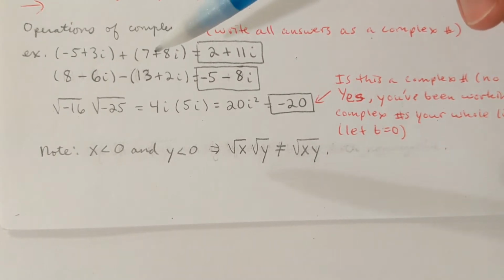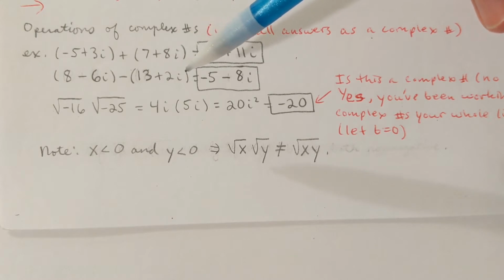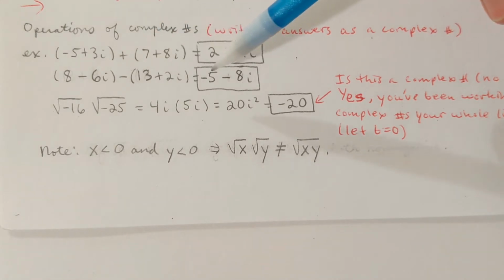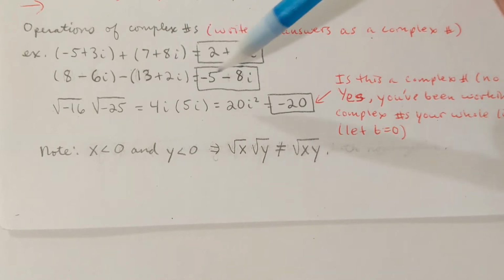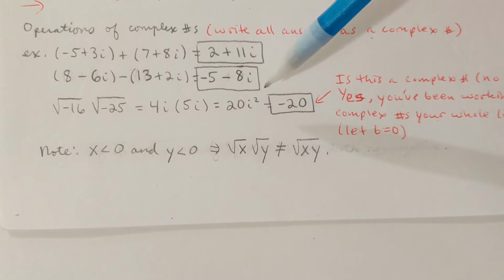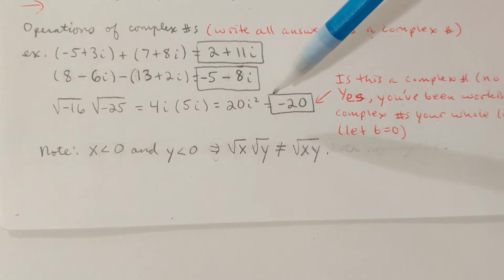8 minus 6i minus the quantity 13 minus 2i. 8 minus 13 is negative 5. Negative 6i minus 2i is negative 8i. Negative 5 minus 8i is in the form a plus b times i, and so we're done.